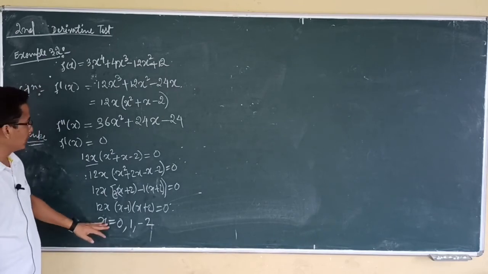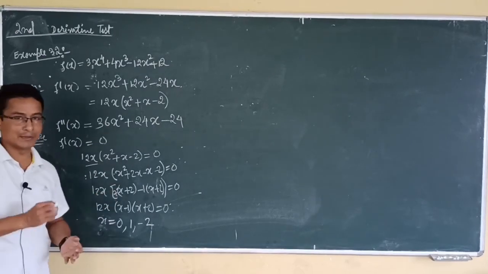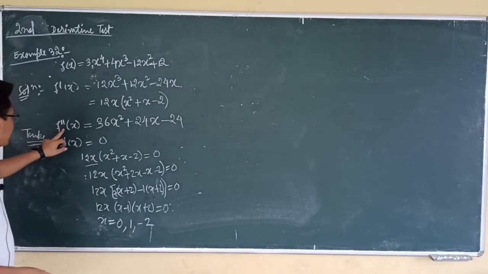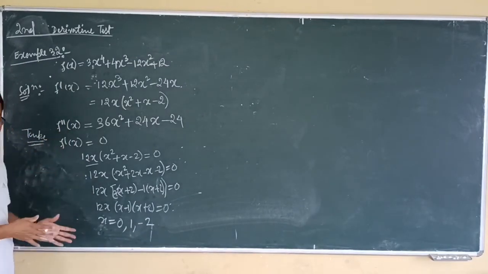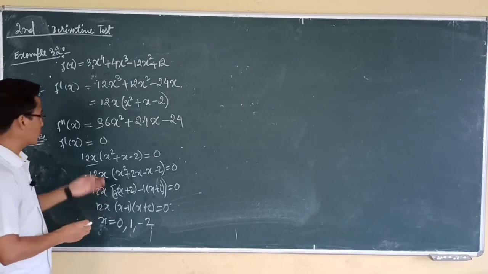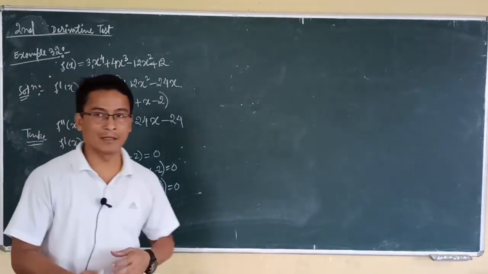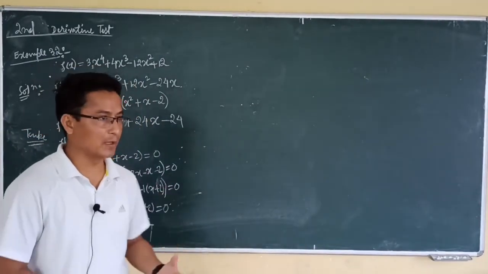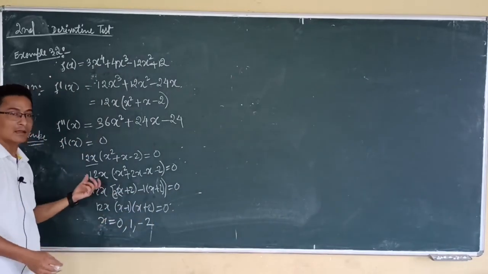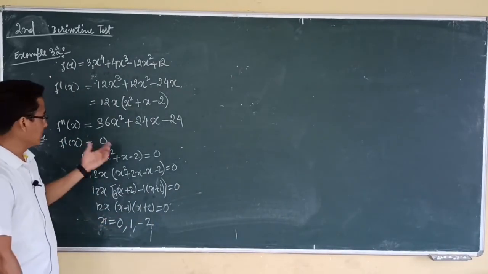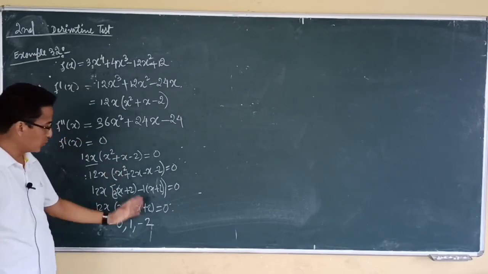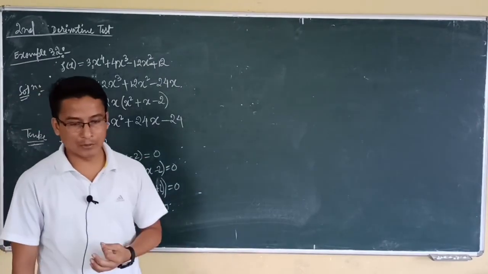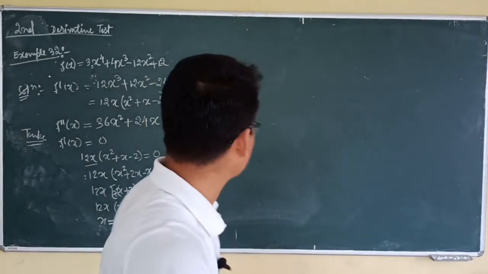Now we put the values one by one here, and we will see whether f double dash x is positive, negative or 0. If we get a positive value, then we will say minimum. If we get a negative value, then we will say maximum. If we get f double dash x equal to 0 after putting this value, then we will go for the first derivative test.